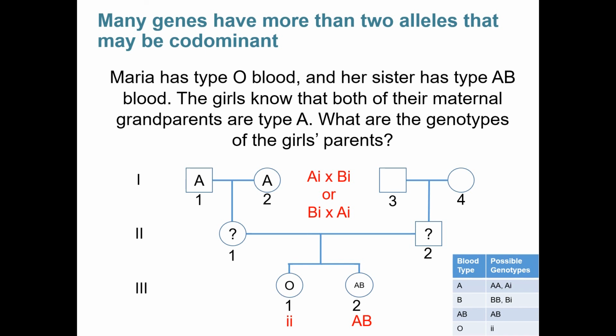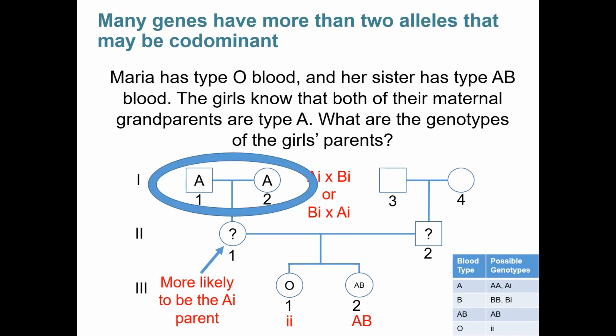This is where the grandparents come in. We've been told that the maternal grandparents, i.e. the parents of the mother, have type A blood. This means that it's very likely that their daughter is type A. Therefore, we would say that the mother is AI and the father is BI.